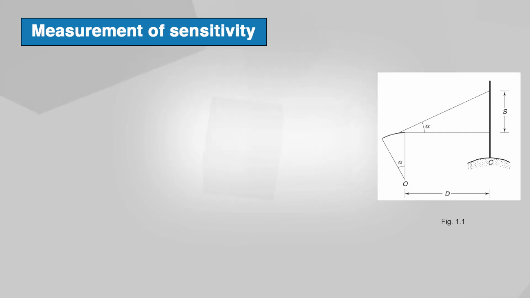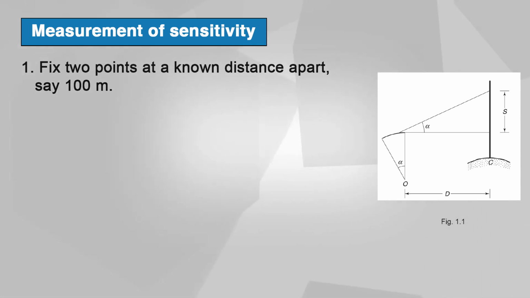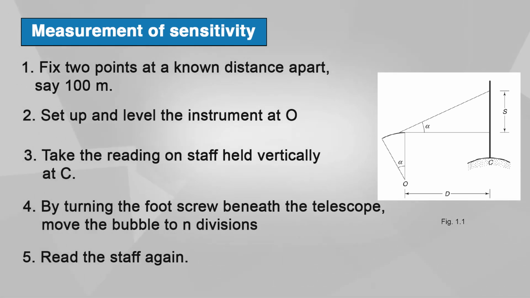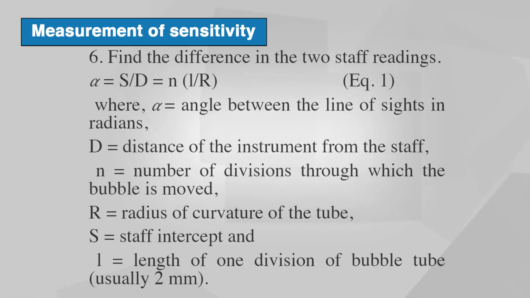Now, how can we measure this sensitivity? We will do a step by step process so that we can measure the sensitivity. Firstly, we will fix 2 points at a known distance apart, say 100 meter. In the next step, we will set up and level the instrument as shown in this diagram at O. We will take the reading on a staff held vertical at station C. Now, by turning the foot screw beneath the telescope, we will move the bubble to end divisions, and next we will read the staff again, and the last step we will find the difference in two staff readings.